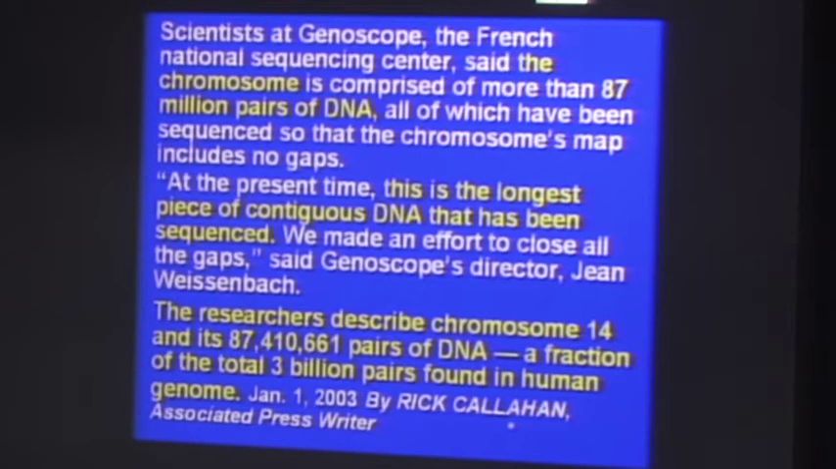Okay, then it says the French National Sequencing Center said the chromosome is comprised of more than 87 million pairs of DNA, all of which have been sequenced, so the chromosome's map includes no gaps. This is the longest piece of contiguous DNA sequenced. 87 million pairs, a fraction of the total 3 billion pairs found in the human genome. They still don't know how much there's in there, and it's already 7.7% difference.